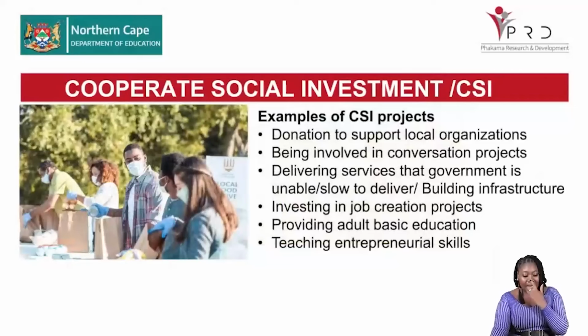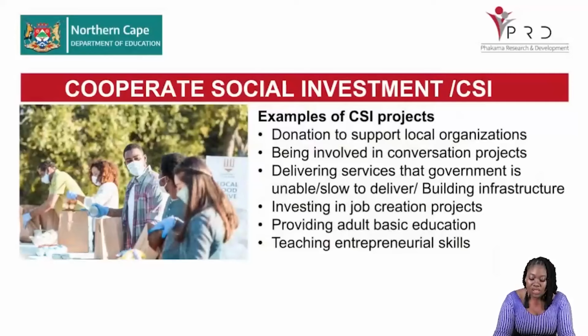Okay, and then let's look at examples of CSI projects. So this is what you can do as a business in terms of CSI. You can donate to support local organizations. You can also be involved in conservation projects. I think we're seeing some of the companies in certain communities where they have conservation projects with the youth, either in schools or they decide to go to the community.